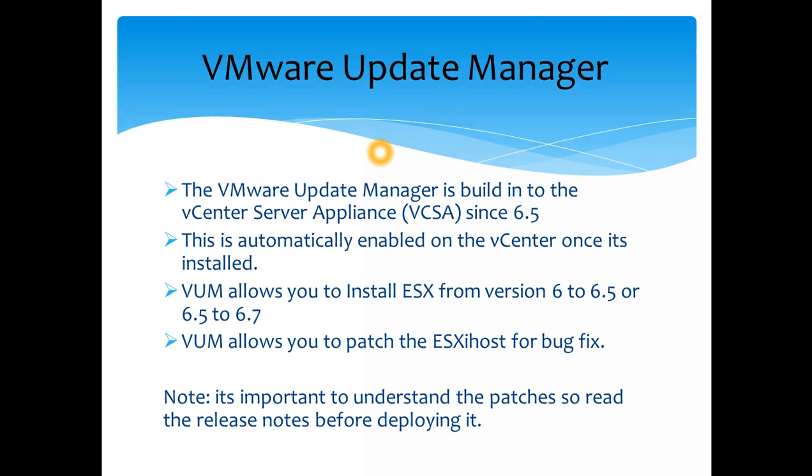You can import the ISO and use that to roll out your upgrades from 6.5 to 6.7, which is a handy thing to have, rather than just sticking in a disk and doing it manually. You can just choose to upgrade from there. VUM also allows you to patch the ESXi host for bug fixes, which is the main use of the Update Manager.